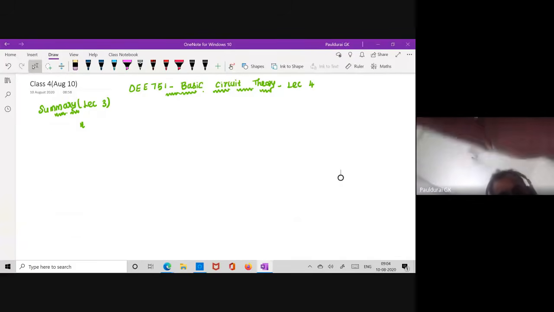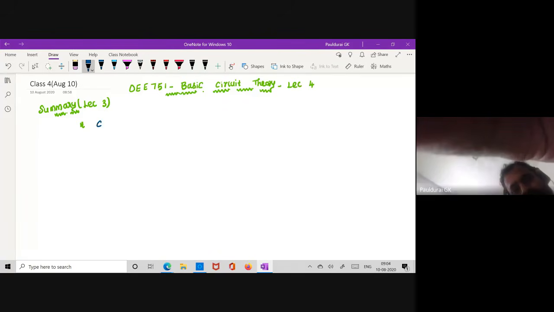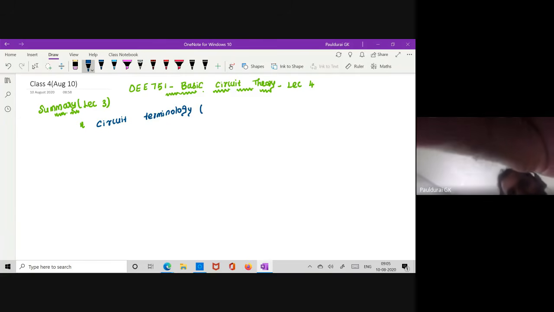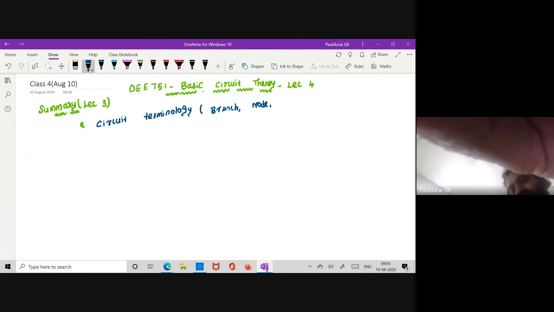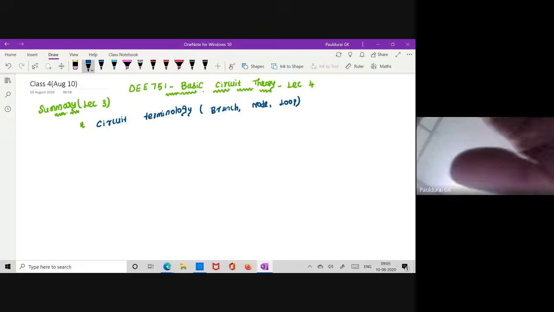To summarize the last class, I started with circuit terminology. In circuit terminology, what did we discuss? Branch, node, loop. So what is a branch? Circuit elements. It may be a voltage source or current source or resistor or inductor or capacitor.